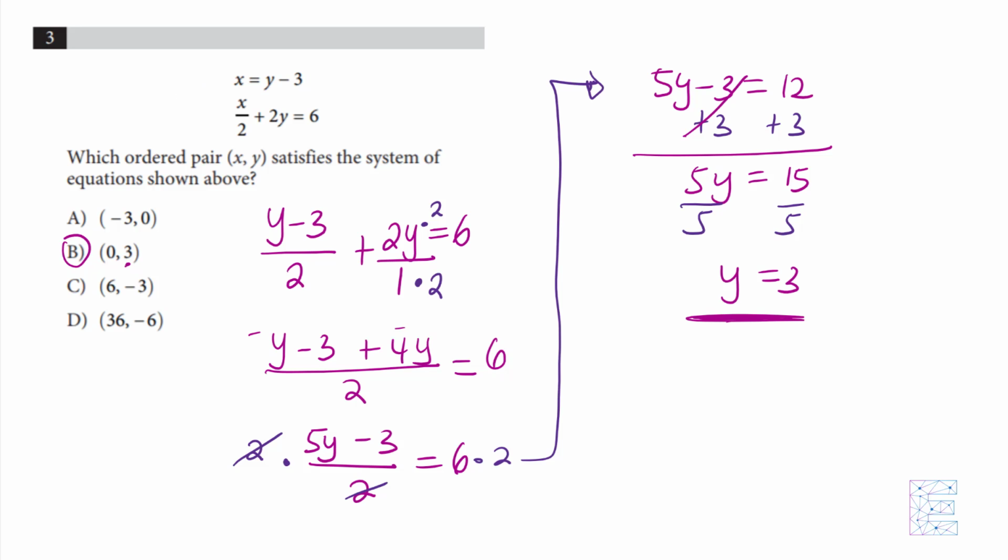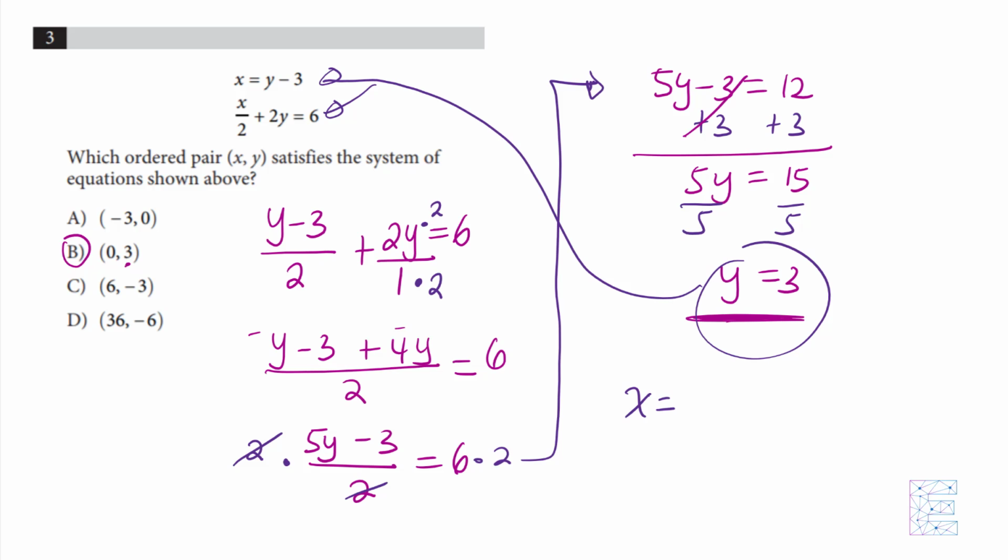But let's say that we didn't know. Let's say there was another choice that had a y value of 3. So to find the x value is very simple. You literally take what you just found and you plug it back into one of these equations. Of course, go with the one that's easier because you're racing against the clock. So the top one is easy. So x equals 3 minus 3.